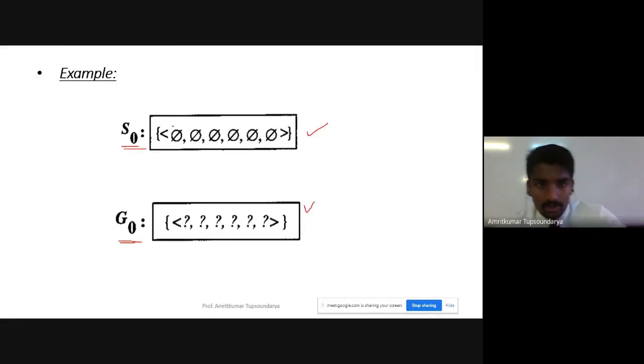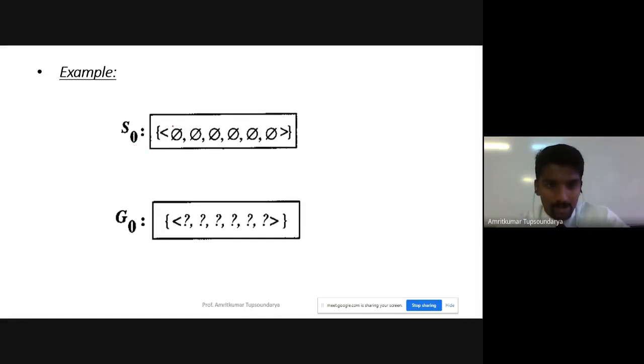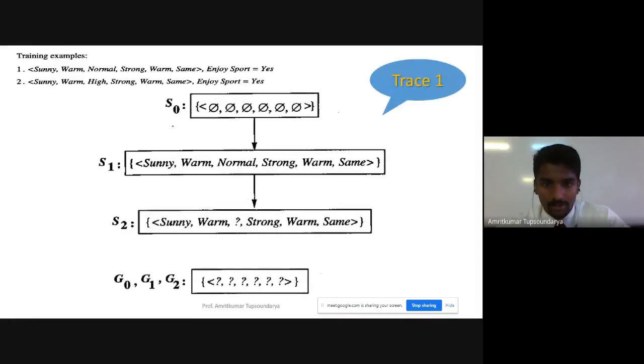Currently we are at the stage where we have initialized the most specific and the most general hypothesis. When we encounter our first training example, the first iteration, the first trace, you can say, we have put the training example here so that it is easier for reference. When we encounter the first training example, that is sunny, warm, normal, strong, warm, same, which is a positive training example, we move towards generality, right? We reduce the specificity and we move towards generality.